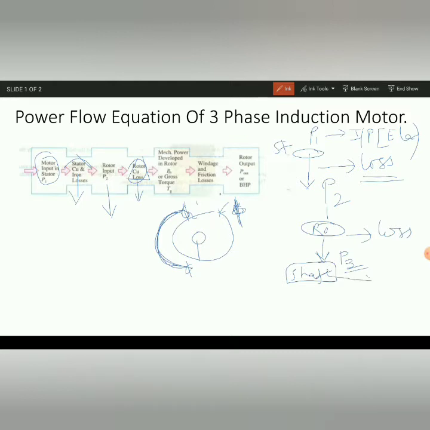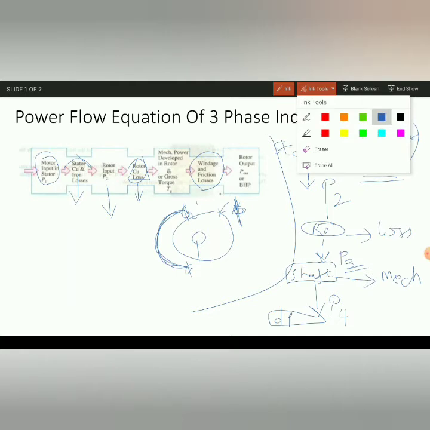Now in the shaft we will have some mechanical losses, that is windage and friction losses. After these mechanical losses, whatever output is coming, let's say it is P4. This is the output at the load side, the total output which is coming outside. So this is the complete flow. Using this we can derive different equations so that we will be able to solve the numericals. P1, P2, P3, P4 is the total power flow.